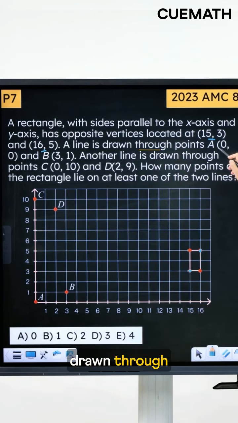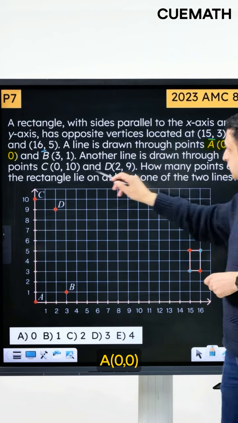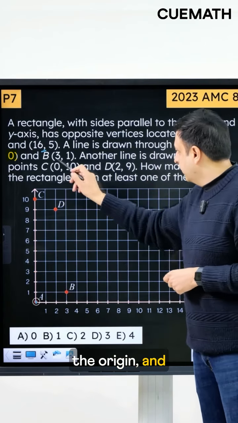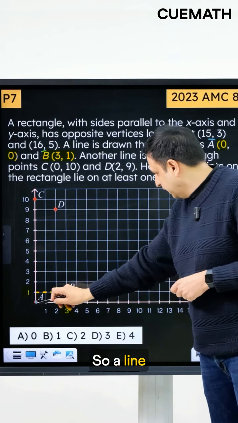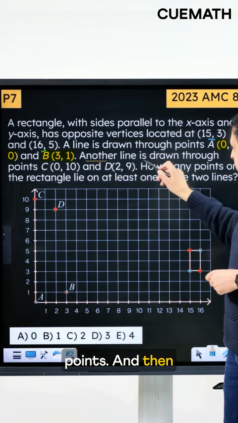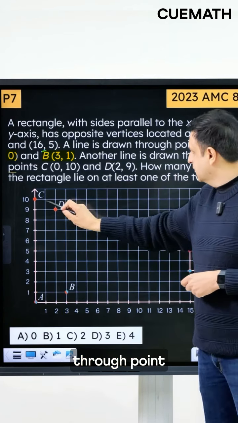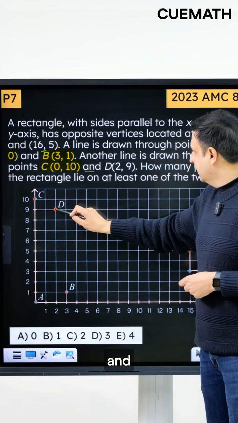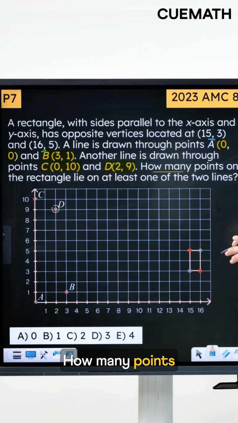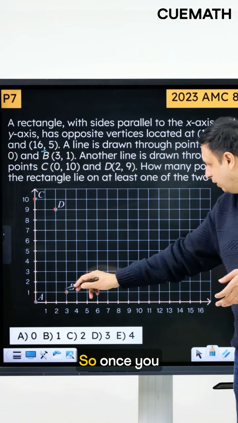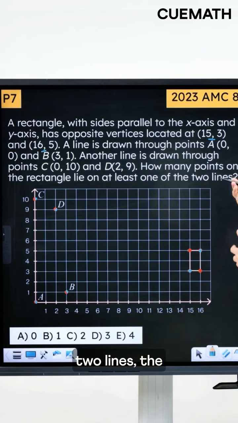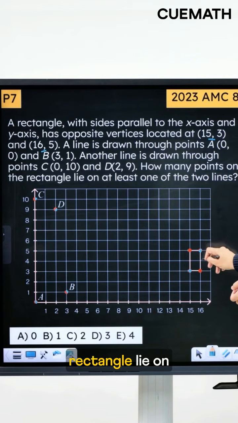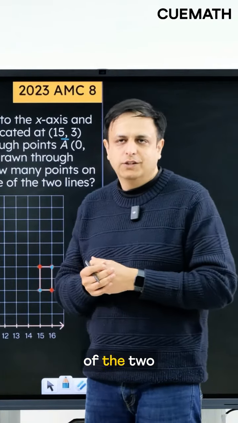A line is drawn through points A 0,0, which is the origin, and B 3,1. So a line is drawn through these 2 points, and then another line is drawn through points C 0,10 and D 2,9. How many points on the rectangle lie on at least one of the 2 lines? So once you draw out these 2 lines, the problem is asking us how many points on the rectangle lie on at least one of the 2 lines.